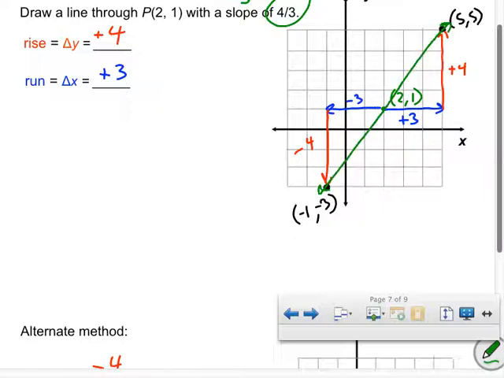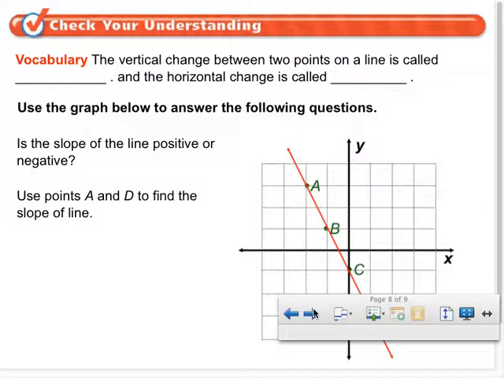Okay, are we good? All right, the vertical change between 2 points in a line is called what? Vertical change. What do we call that? The rise. Very good. The horizontal change is called the what? The run. Nice.